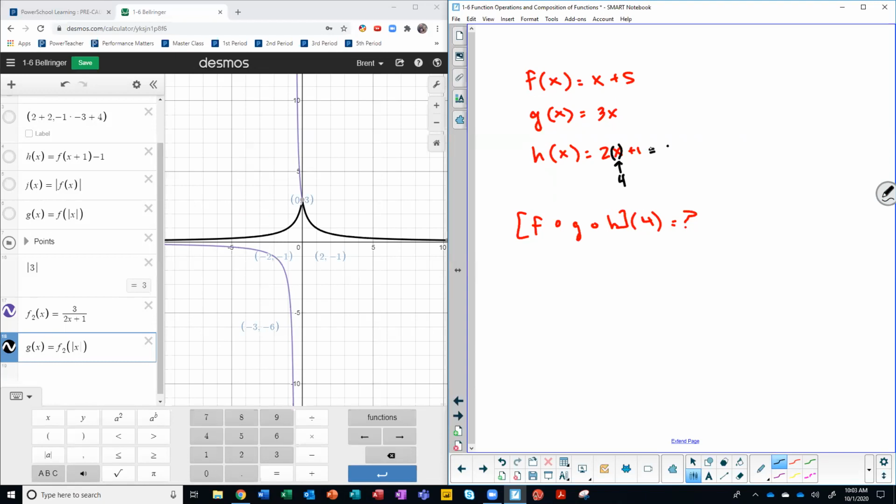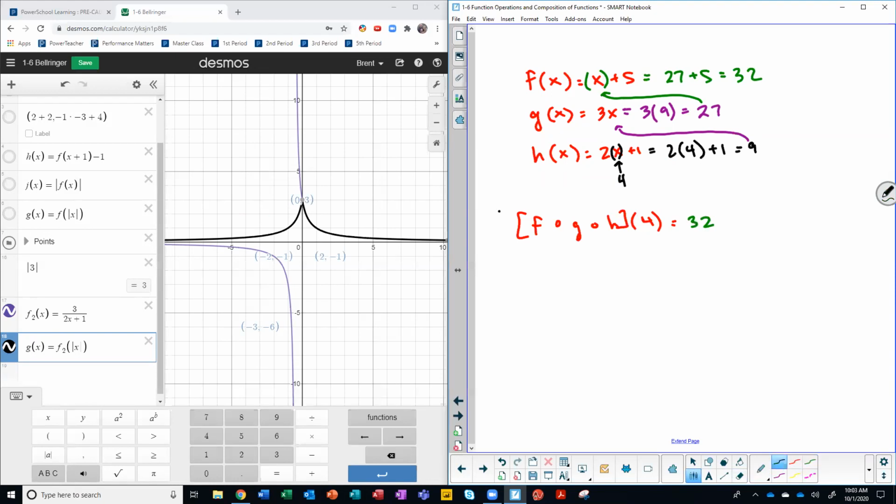So I have 2 times 4 plus 1. 2 times 4 is 8. Add 1, I get 9. Then what do you do? Next step is I'm going to take this 9 and plug it in right here. 3 times 9 is what this becomes, which is 27. And then I'm going to take that 27 and substitute it in right there. And so it becomes 27 plus 5, which equals 32. So f of g of h of 4 would be 32.